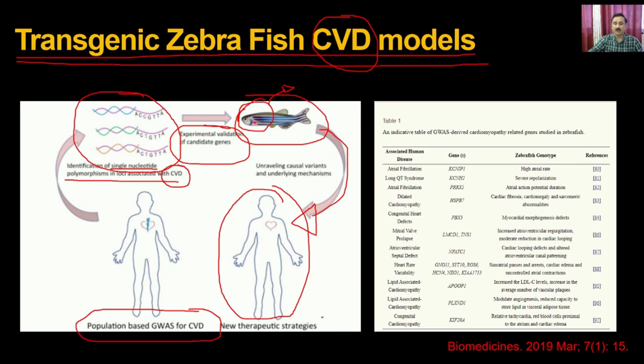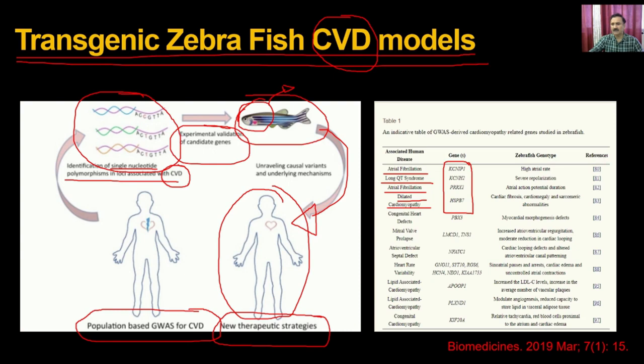And once you understand the mechanism, you can come up with therapeutic strategies and therapeutic molecules. So these are the different types of models where the zebrafish is being used. For example, you can have atrial fibrillations, syndromes, atrial dilations, and cardiomyopathy. All these, you see, are the genes which are being used for developing the different types of disease models.